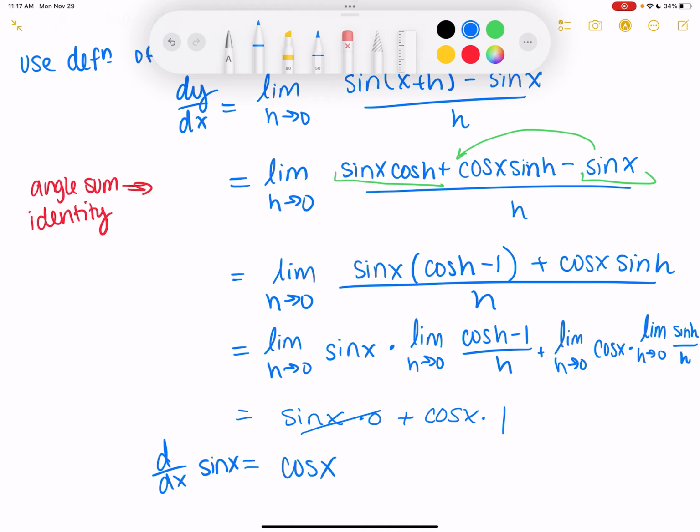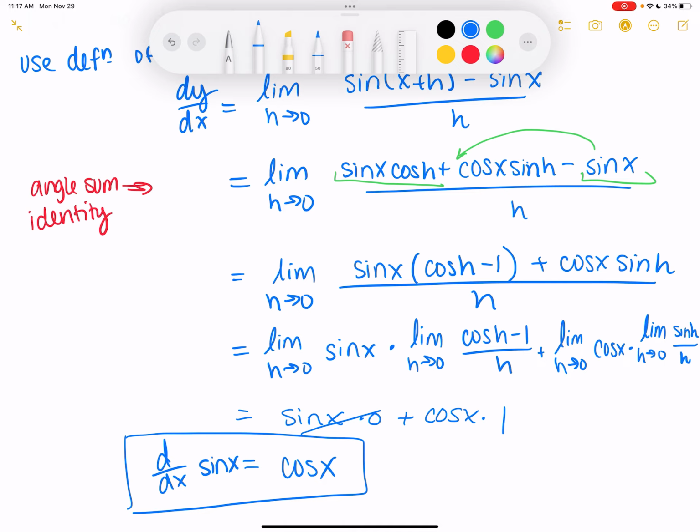Now, you could do this with every single trig derivative if you wanted to, but I don't think you want to, and I certainly don't think you want to do that every time. So all you need to remember is that the derivative of sine of x is cosine of x. And then we're going to have each trig derivative, you're going to know what it's equal to.